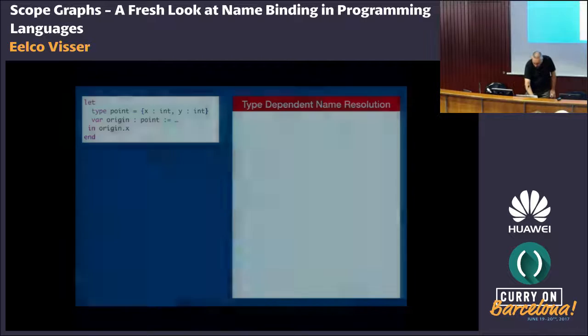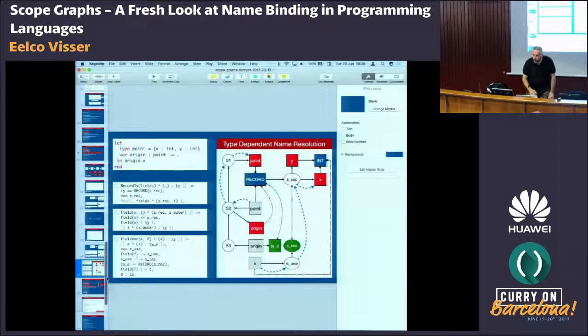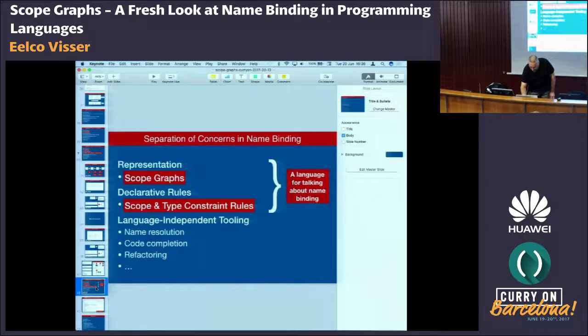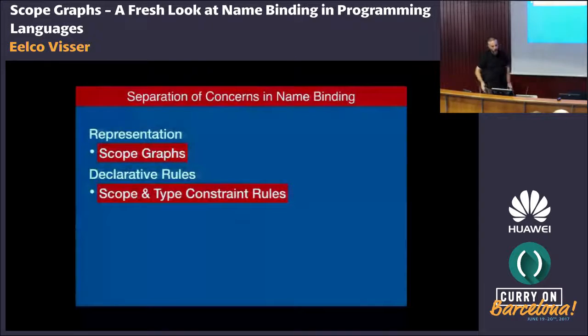So now I have a more interesting example, which is type-dependent name resolution, which is exactly the interesting case, but I'm going to skip that in the interest of time. But if you're really interested, then crash my summer school lecture on Thursday, and I'll show that.